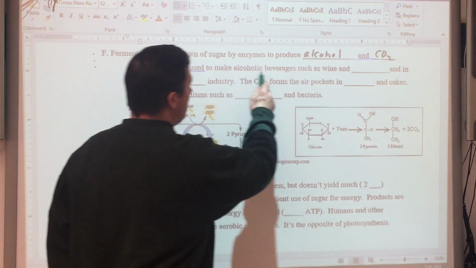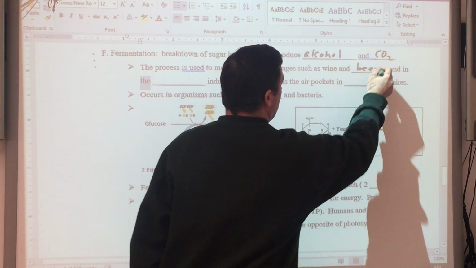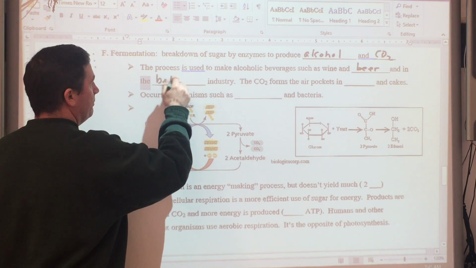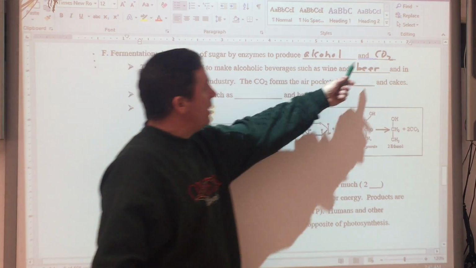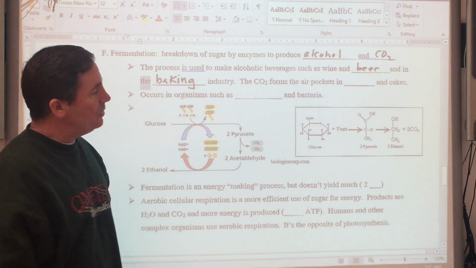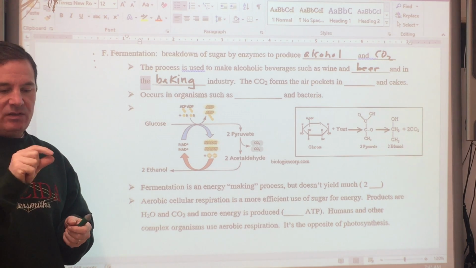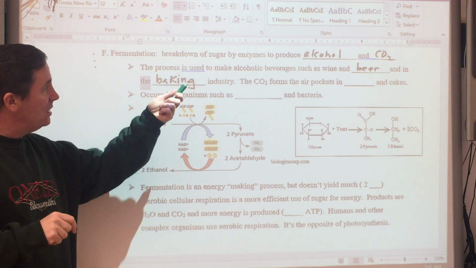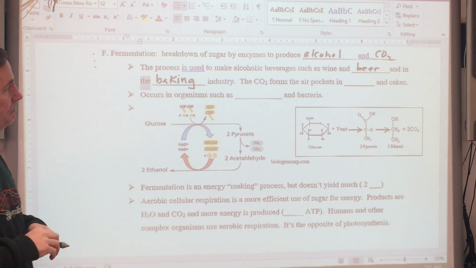So the process is used to make alcoholic beverages such as wine and beer, and in the baking industry. Okay? Bread would not rise without the carbon dioxide. So when you look at bread a little bit more carefully, you'll see that there are pockets all the way through it. And those pockets are because of the carbon dioxide gas bubbles that are there. All right?